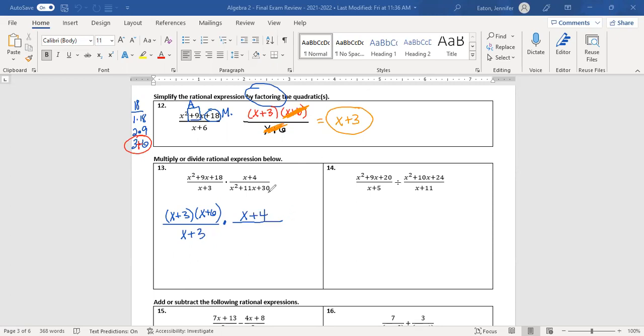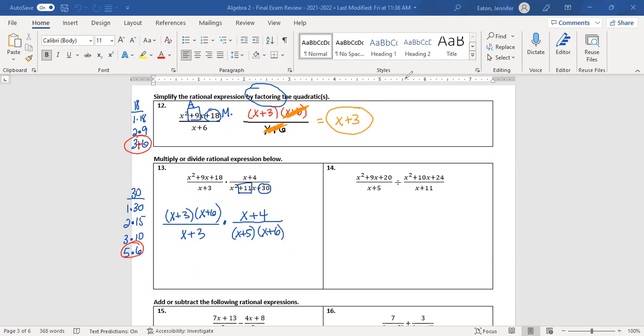But now we have to factor the bottom. So we have to say what multiplies to 30 and adds to 11. So let's make a list over here. Numbers that multiply to 30 are 1 times 30. We could say 2 times 15. We could say 3 times 10. 4 does not go into it. 5 times 6. So these are all of the numbers that multiply to 30. So which pair adds to 11? 5 plus 6 gives us 11, right? So we can say x plus 5, x plus 6.